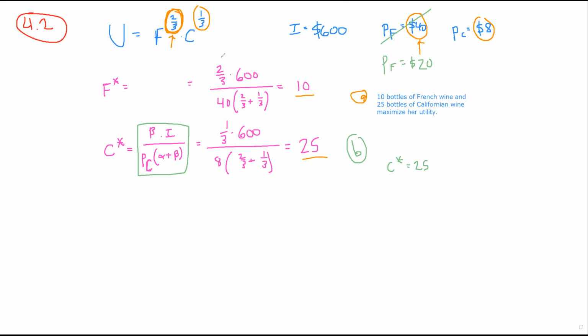However, this number is no longer 40. It's now 20. And because that denominator is now 20 as opposed to 40, the amount of French wine this person will purchase is 20. That's part B.